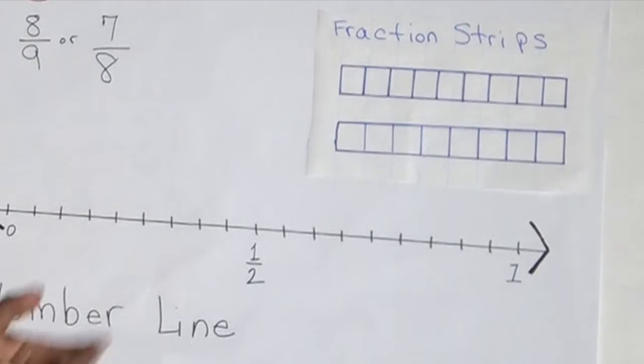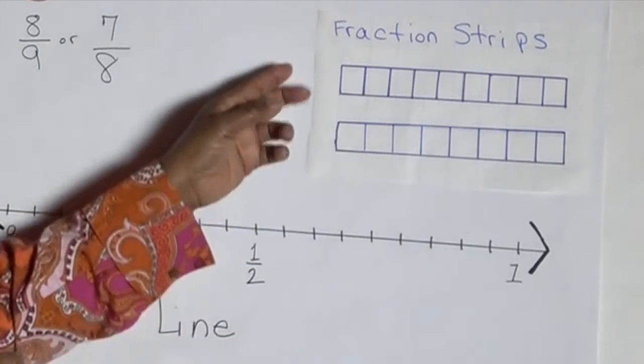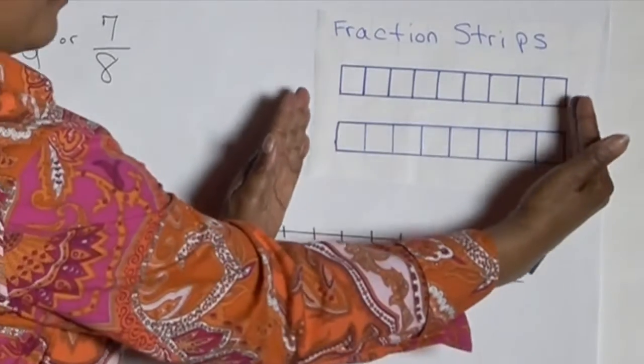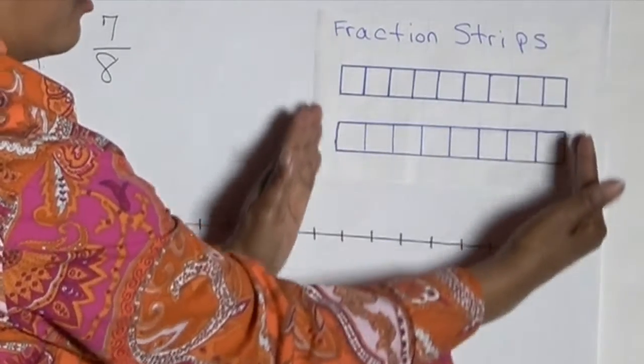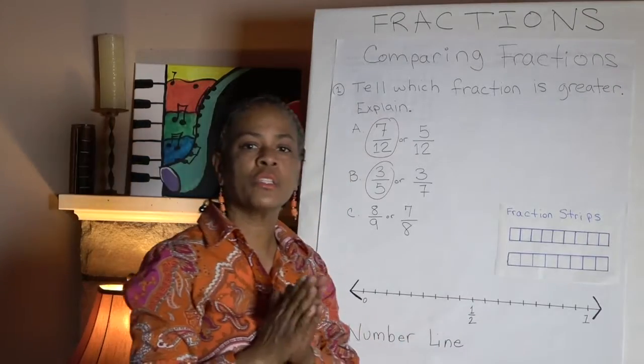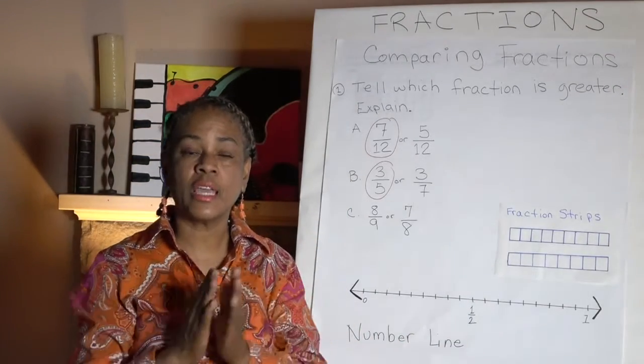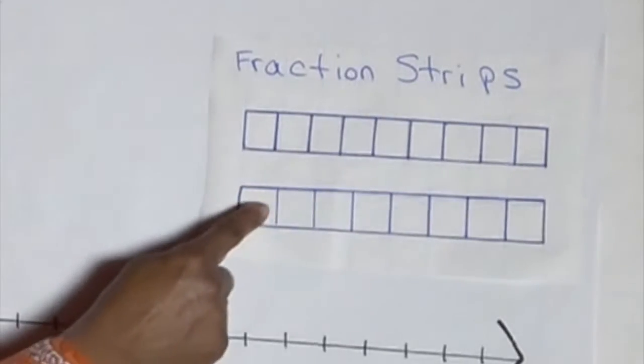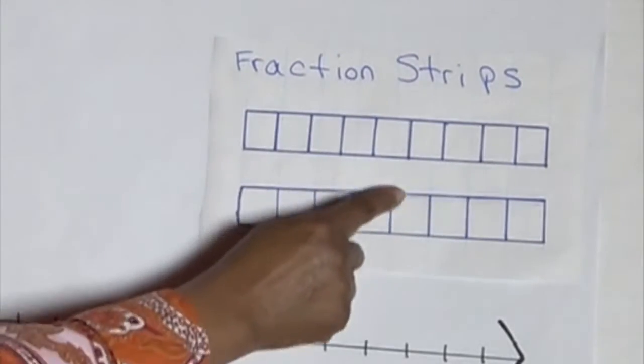You can do it with a pizza, but I'm going to do it with fraction strips. For the fraction strips, I have to start with the same size whole. If you see my fraction strips, they go straight up. It's the same size whole, so the length is the same. But in order to get ninths, I could not draw right on the line like I did with eighths.